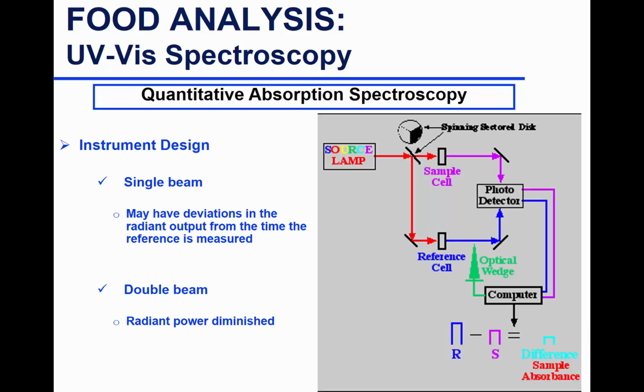When you don't have a reference cell, you use a blank in place of the sample cell, and you manually subtract your blank from your sample. One thing to note is that with a double beam, the radiant power diminishes because the light is divided in half between your sample and reference cell. That might reduce your sensitivity or give you a higher threshold, so you just work with that.